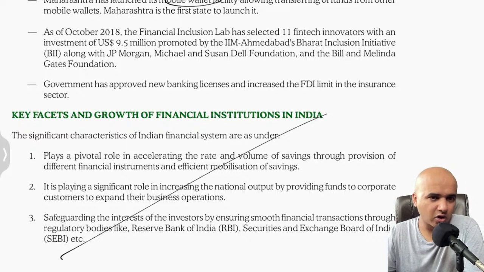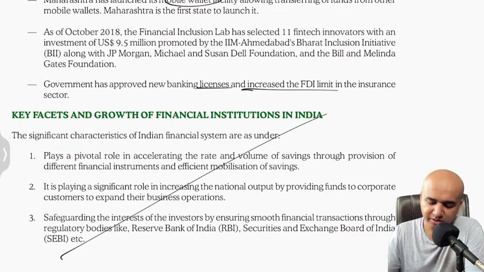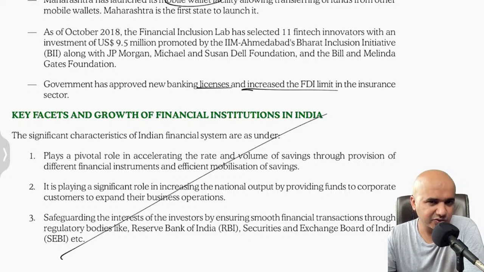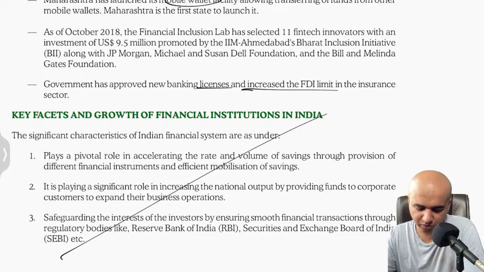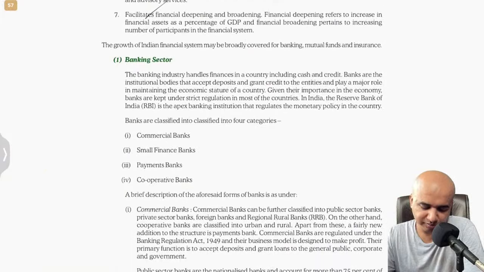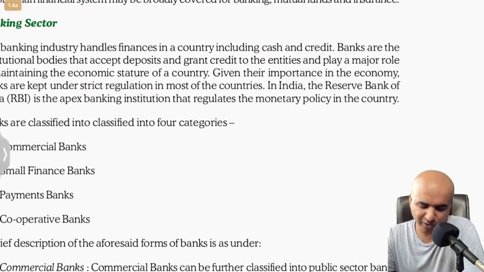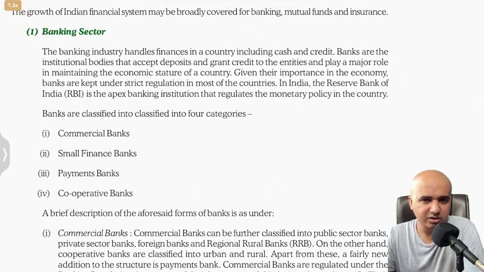Okay, this is interesting. Government has approved new banking licenses. How many? They have not mentioned. They could have easily mentioned. And increased the FDI limit in insurance sector. From what to what? They simply say increased. Did they increase from 1 rupee to 10 rupees? No, obviously not. But they could have provided that info as well. Anyway, let's move on.